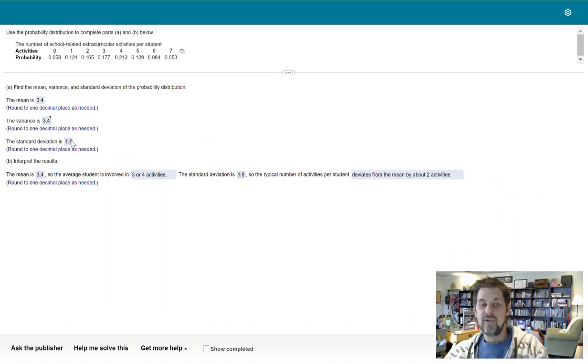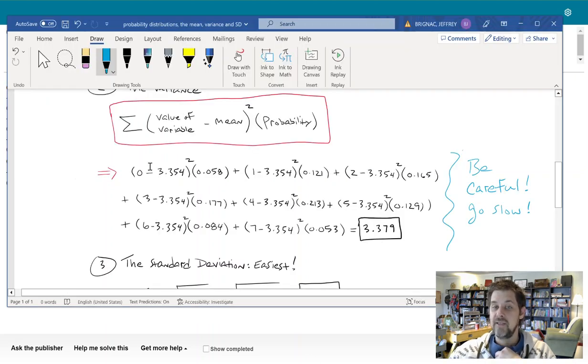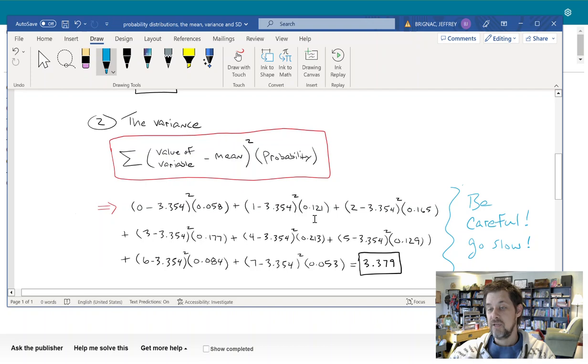Rounding again to one decimal place, I'll get 3.4. So that's how we calculate the variance. It's the hardest one to do just on paper with a calculator.